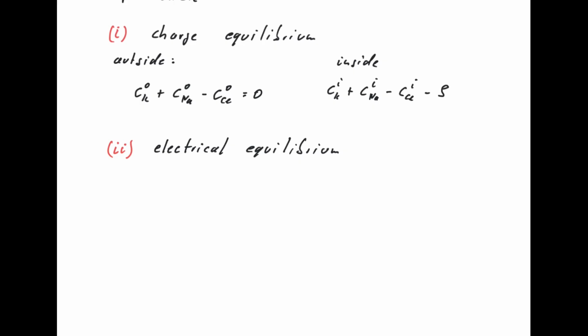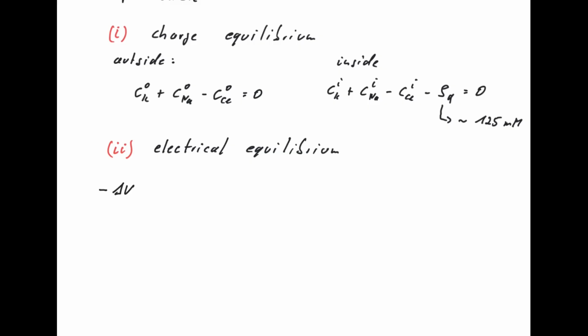So first, let's look at the charge equilibrium. For the outside, we have to state that the concentration of the potassium ions plus the concentration of the sodium ions minus the concentration of the chloride ions has to be 0. Likewise for the cell inside. Here the ions, potassium and sodium, minus the chloride concentration, minus the fixed charge given by the DNA, so rho Q, has to be 0. So those two conditions together define the charge equilibrium.